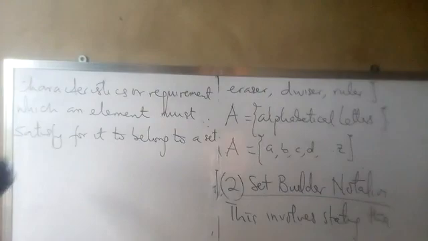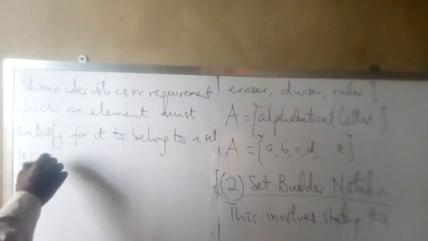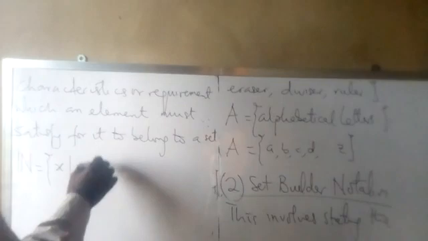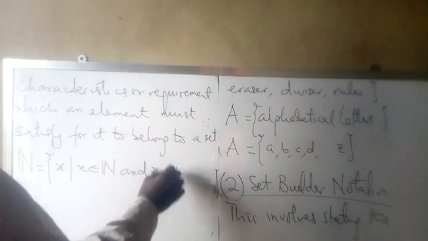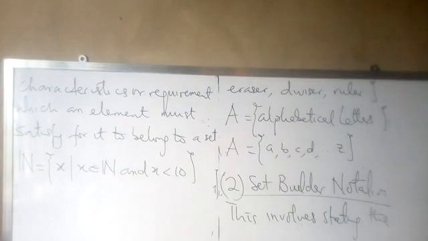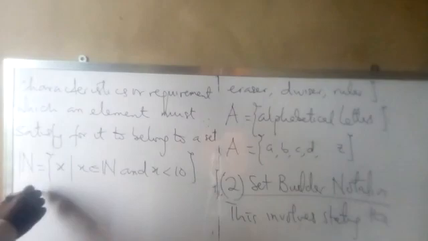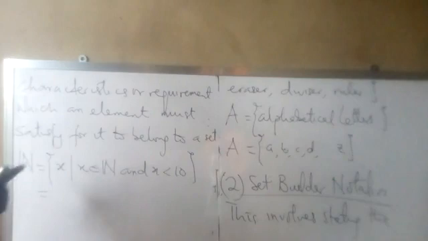Take for example, a set of natural numbers, N. We have x such that x is a natural number, and x is less than 10. This is a very good example of a set representation using set builder notation. So in this case, let's now employ the listing of the elements of this set. Don't forget, we are told that this set is defined by x such that x is a natural number and x is less than what?